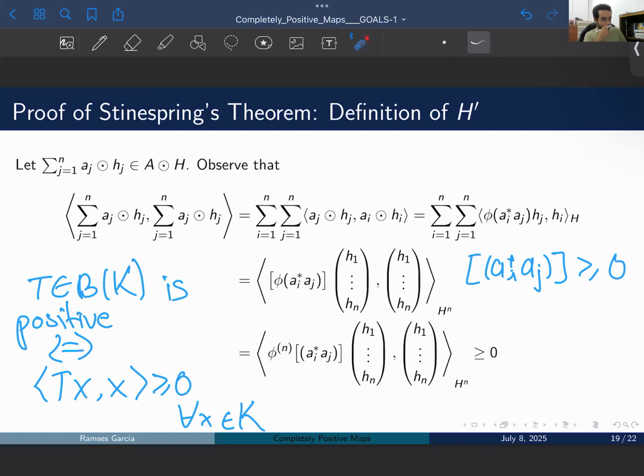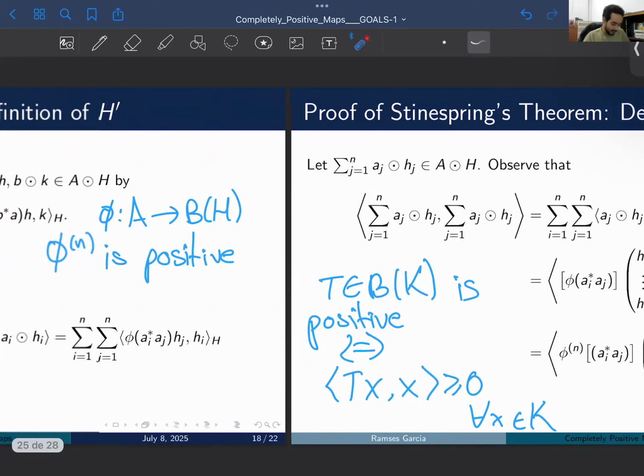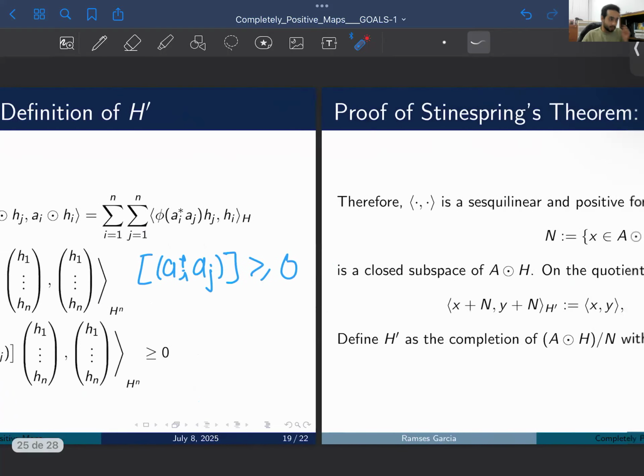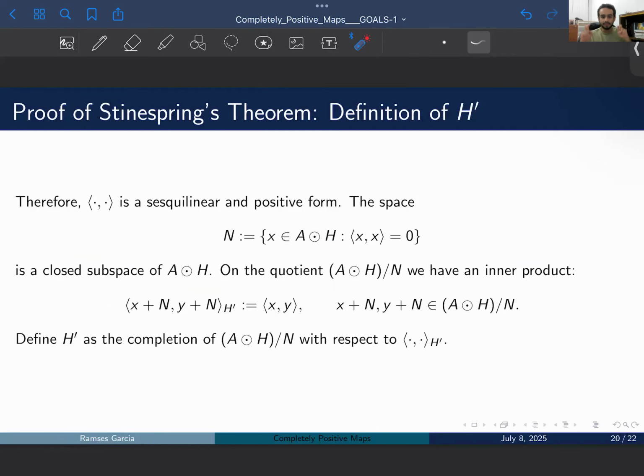That is the idea of the proof, that that form is actually positive, and this is the precise step where complete positivity is used, because if you consider another element, this n is going to be different. So we need positivity at every level. That was like the hard part.